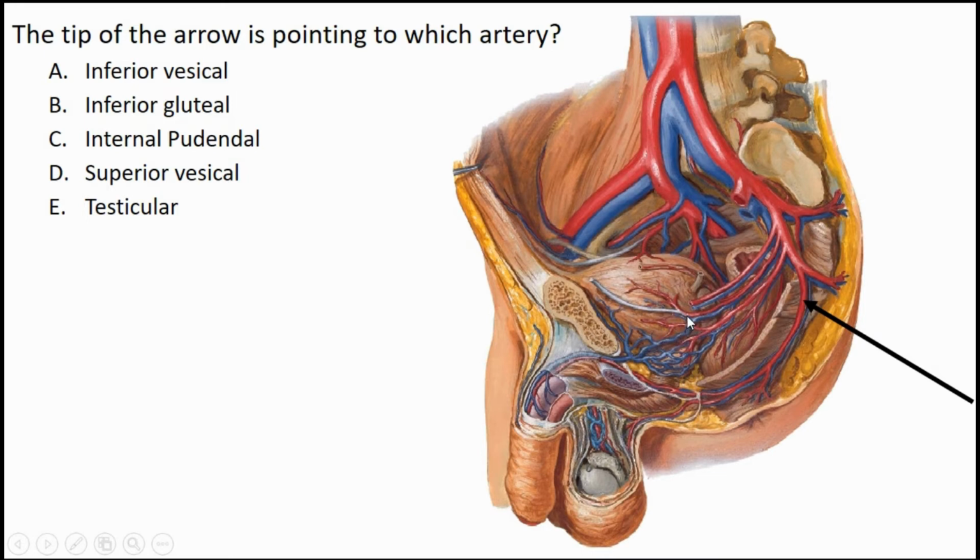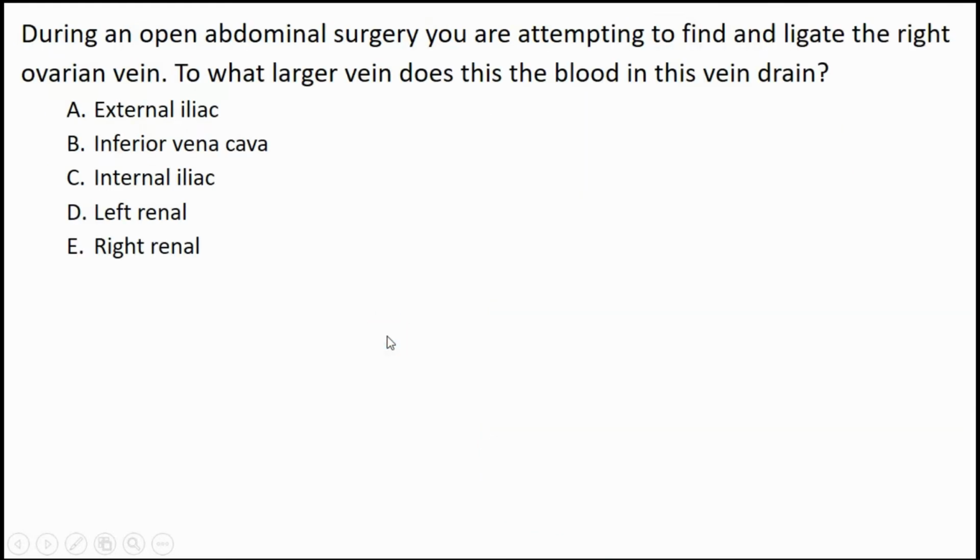And who am I missing? Superior vesicle. That's going to be traveling right here off the umbilical. Testicular artery would be way up high coming off the lumbar, so that's not correct either. Once again, C, internal pudendal. Question number 9. Pause, come back when you're ready.